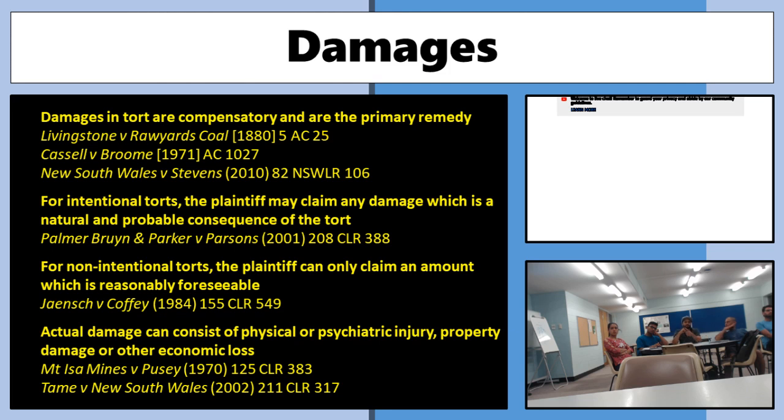intentional and non-intentional torts. For the intentional torts, or the specific torts, the plaintiff can claim damage which is a natural and probable consequence. Whereas for the non-intentional torts, meaning negligence here, only things that are reasonably foreseeable. It's got a narrower scope of operation. And in many ways, some of the commentary suggests that the first one is more similar to what we have in contract law. It's things that flow as a natural consequence of a particular form of tortious action.